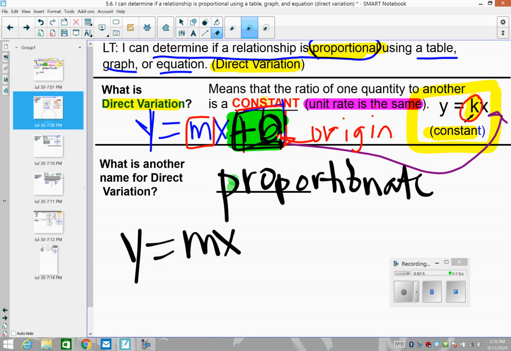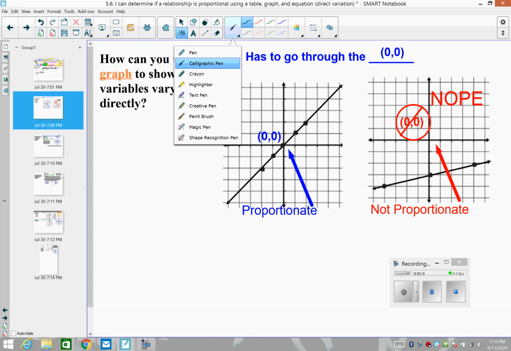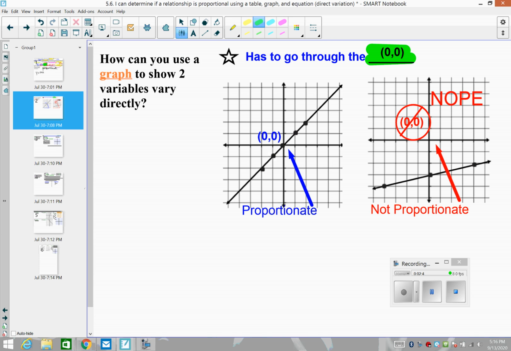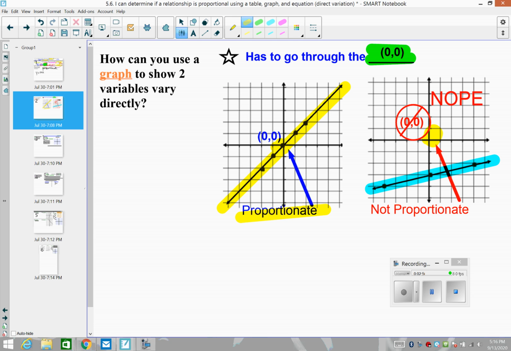Pretty quick lesson here. So how do you know if a graph shows direct variation? I'm going to start with graph because I believe it's the easiest to identify. Well, in order for it to be direct variation, we have to go through the origin because the plus b has to be 0. So we simply just look at the situation. This line here does go through the origin, so we say proportionate. This line here does not go through the origin. Here's our origin. It does not go through the origin, so we would say not proportionate.